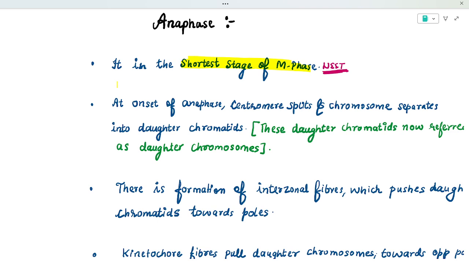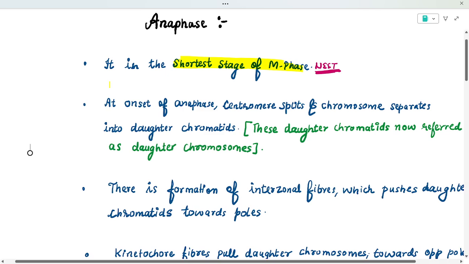What happens in anaphase? In anaphase, the centromere splits. The centromere breaks, which separates the sister chromatids of one chromosome. These sister chromatids, after separation, start moving towards the poles, and this movement is again helped by the spindle fibers. We are covering the NCERT lines: at onset of anaphase, means after the initiation of anaphase, the centromere splits.